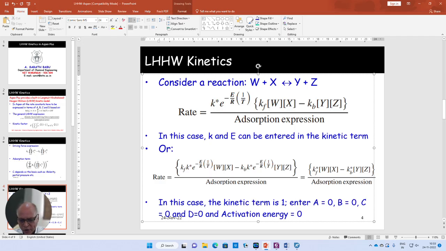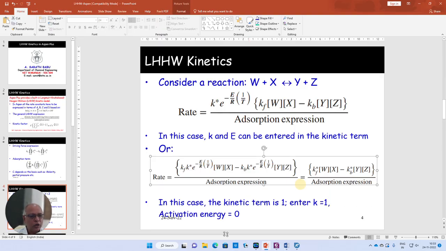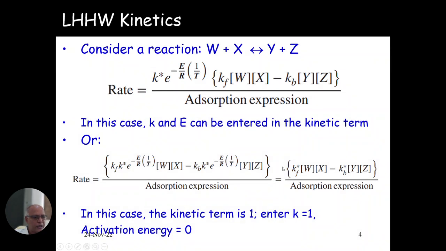As I said, in the case of the kinetic term, you need not take logarithms. So you will be able to write K equal to 1. But remember, there is nothing like activation energy. So set activation energy equal to 0. So especially when you have the rate law in this form, the kinetic term is equal to 1. So you should enter K equal to 1 and the activation energy is set to 0 because there is no E in the kinetic term. So try to be careful. So either in this way or in this way, you should be able to define your kinetic term. Accordingly, you should be able to enter this value in Aspen.